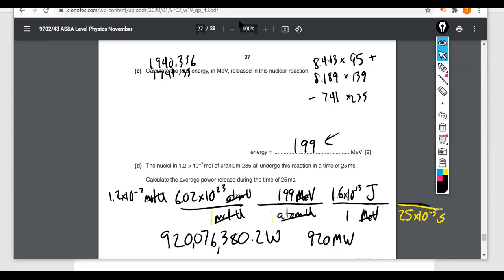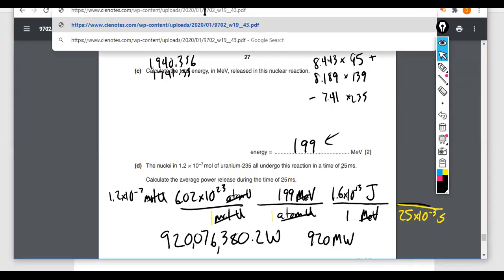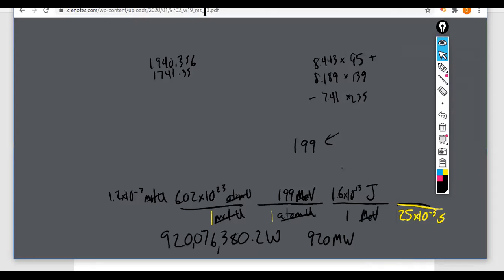All right, for everybody that's following along at home, anytime you're practicing through one of these papers, you can just change in the address bar up here where it says QP, question paper, make it MS for mark scheme, and then all the answers will show up.